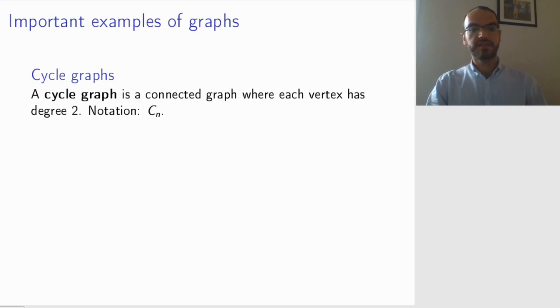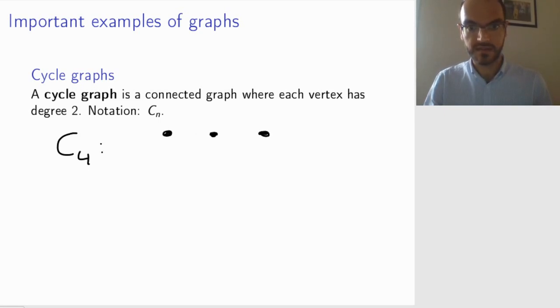So null graphs and complete graphs were the 2 extreme cases of graphs. Let's look at some intermediate cases. So one graph that's very common is a cycle graph. A cycle graph is a graph that is connected and each vertex has degree 2, and the notation is Cn. So let's look at C4. So I have 4 vertices.